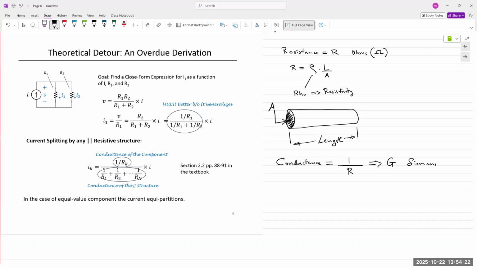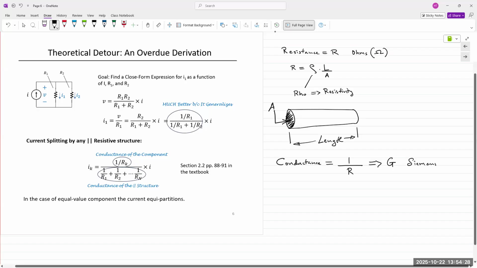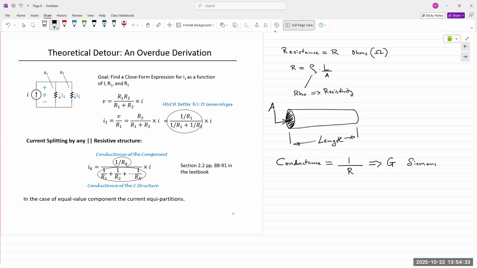Let's see. Nope, I have it correct. It's S-I-E-M-E-N-S, and sometimes we just use S. When I first learned it as a student, that was 30, 40 years ago, it was also sometimes known as mho, simply the reverse of ohm.